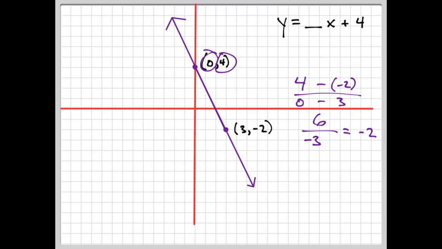Does that make sense with the line they gave us? Yes. As we go from left to right, what's happening to the line? It's going down. It's decreasing. That's what we expect with a negative slope. So we're going to put a negative 2 in for our m, and there's our equation. y equals negative 2x plus 4. Everybody okay with that? Plus you can see it on the graph just by looking.